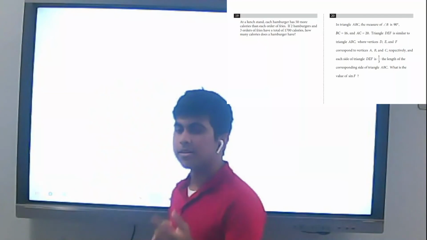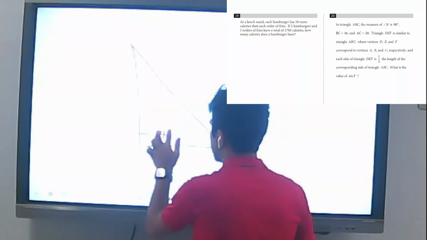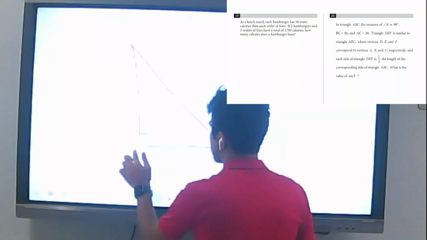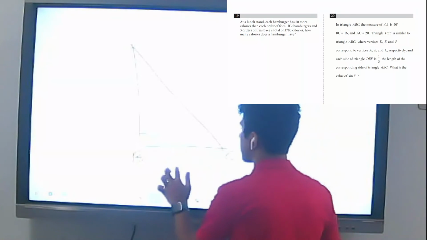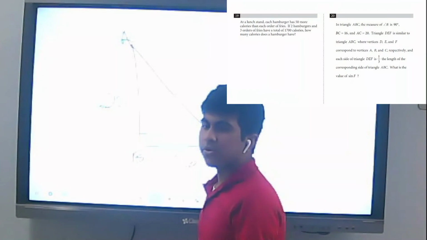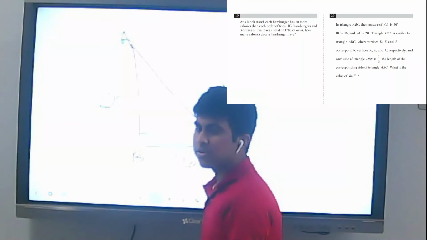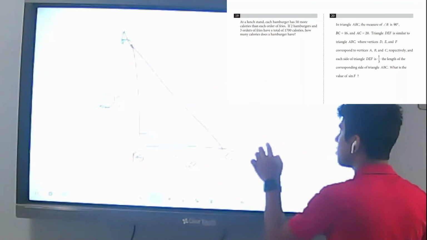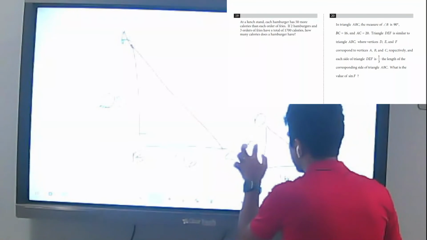In triangle ABC, the measure of B is 90. So B is 90. I don't need to write 90, it's a square. BC is 16. So this can be the small side, 16. This is 20. Triangles DEF and ABC correspond respectively. Each side of triangle DEF is 1/3 the length of each corresponding side of triangle ABC. So you have DEF, and this is 16/3 and 20/3.